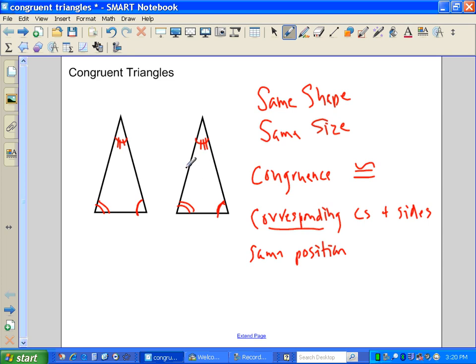The side lengths, I would do one side length is congruent to this side length. This side length is congruent to this side length. And then the triple dash side length congruent to the triple dash side length. So let's look at the rules or the theorems we're going to follow to decide if two triangles are congruent.